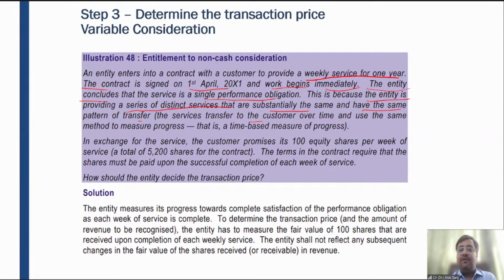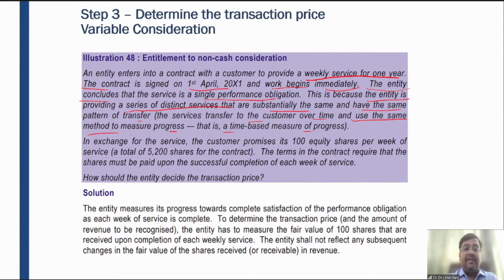The services transfer to the customer over time and use the same method to measure the progress. That is a time-based measure of progress. Like electricity bill, you will get every month, right? Security guard you are paying every month. Employee will get the salary every month and he is providing services every day, right? So this is a time-based measurement of progress.